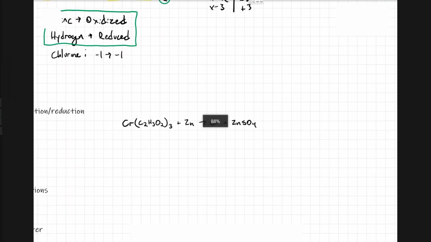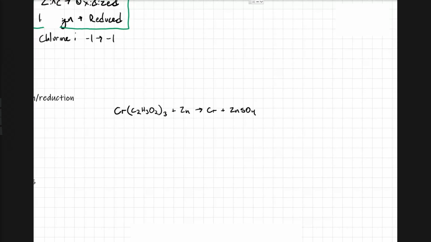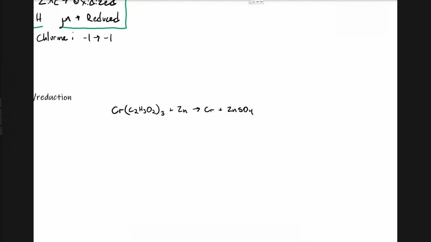So let's take a look at some types of questions that you might actually see on an exam. On this first example, we have chromium acetate plus zinc metal goes to chromium plus zinc sulfate. In this problem, what we need to find is how many electrons were transferred.